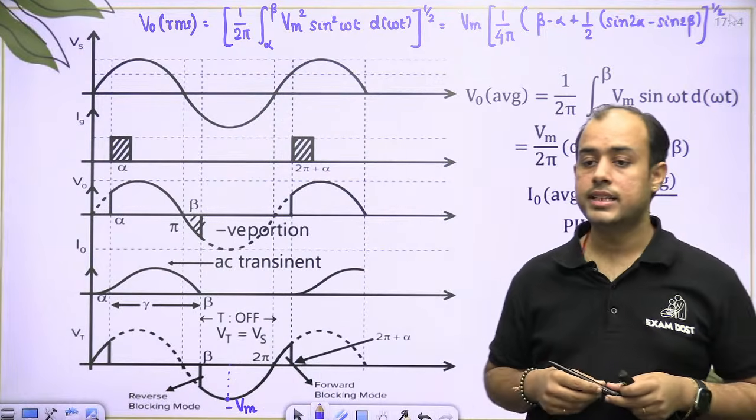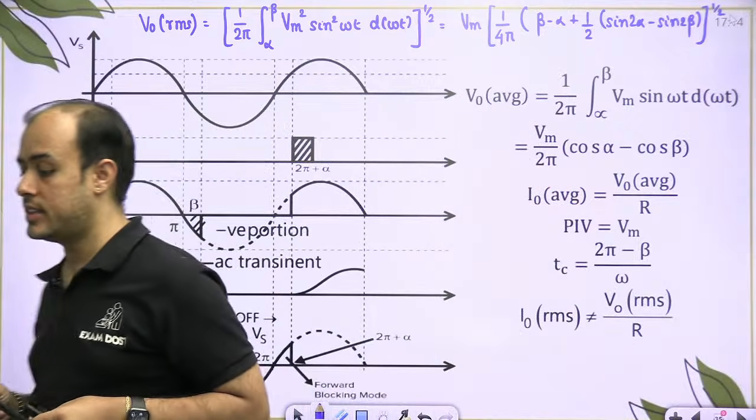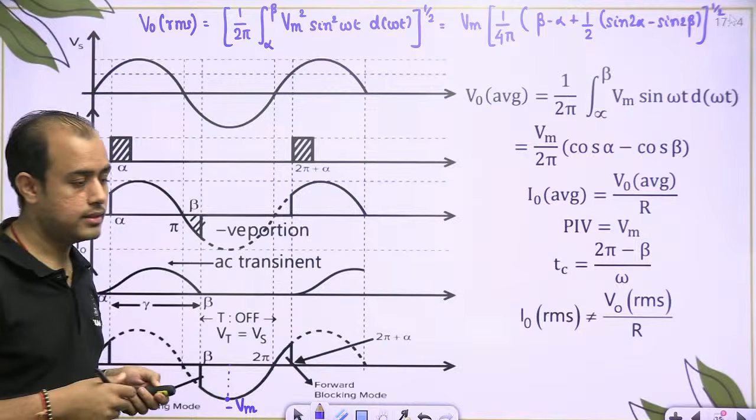Sir, done revision this chapter but did not start problems. भाई रिवीजन कैसे हो गया बिना प्रॉब्लम के? रिवीजन का हिस्सा होता है प्रॉब्लम सॉल्विंग.